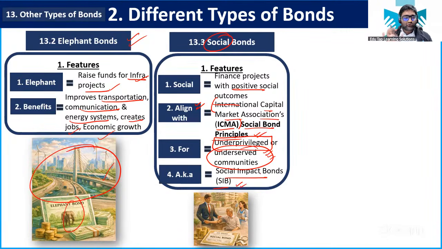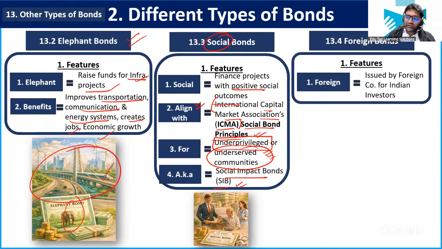So we will talk about these very carefully ahead in the debt market also. For now I have just given you an idea on them. Is it clear? Social bond, also sometimes called social impact bond. Any organization can issue, any company can issue, NGOs can issue. Foreign bonds is the next topic here.